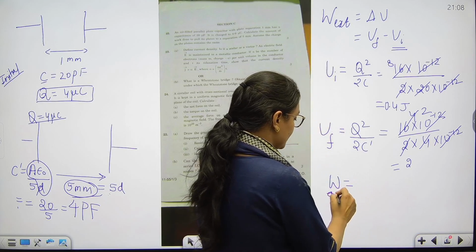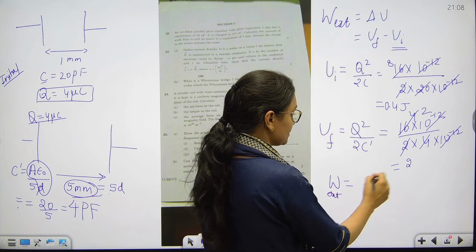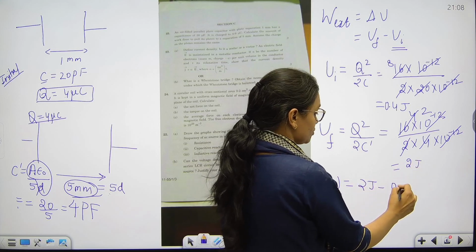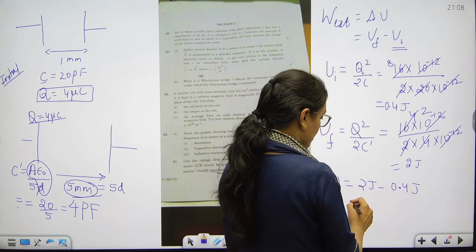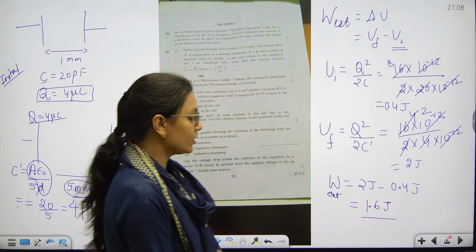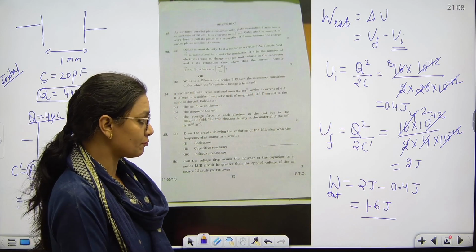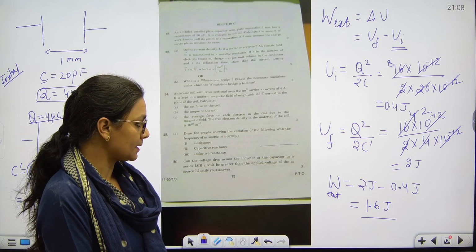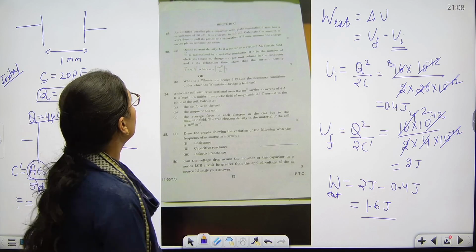Work done by external agent will be the change in potential energy: final potential energy 2 joules minus initial potential energy 0.4 joules. You will get the final answer as 1.6 joules. This much amount of work you have to do to change the potential energy from 0.4 joules to 2 joules. Clear? Okay. Very good question.